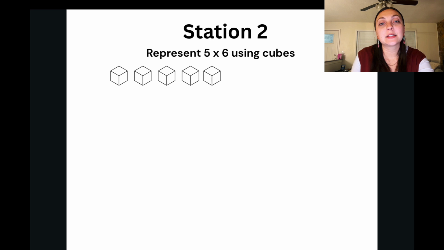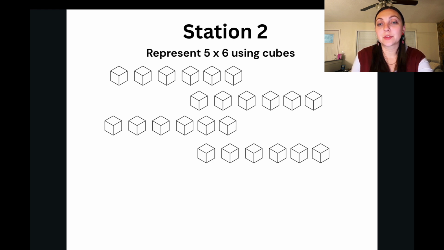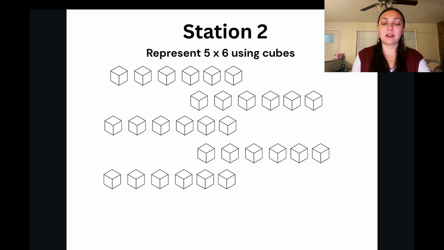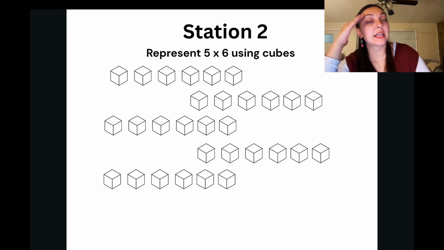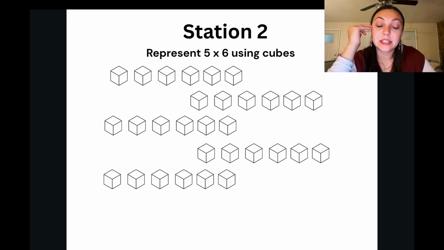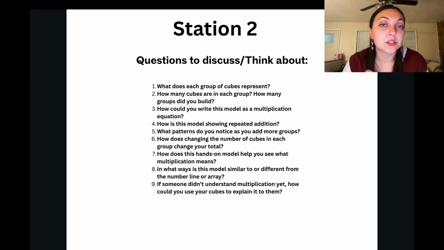And then 5 by 6. So I have 5 groups of 6. There's 1 group, there's 2 groups, 3 groups, 4 groups, 5 groups of 6. Okay, so 5 groups of 6. So there's 5 groups shown with 6 in each. And count by 6s and do 6, 12, 18, 24, 30. And then, of course, again at station 2, there are some discussion questions for if they have extra time and they're done building their multiplication models with the cubes.